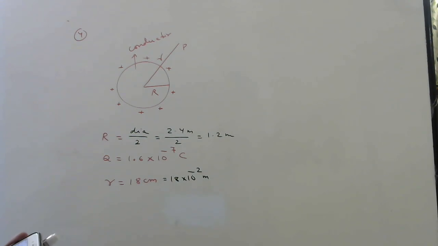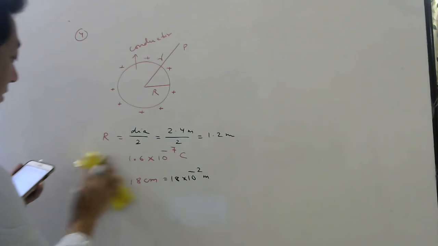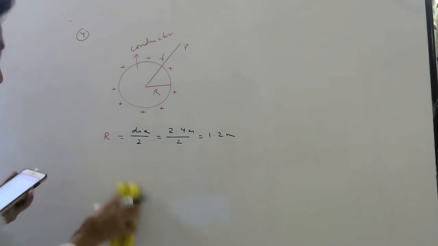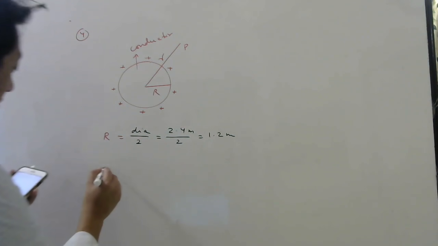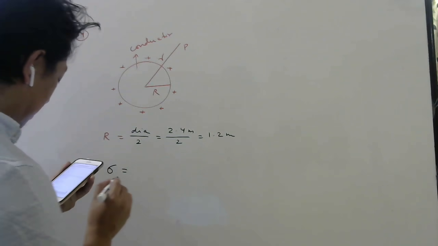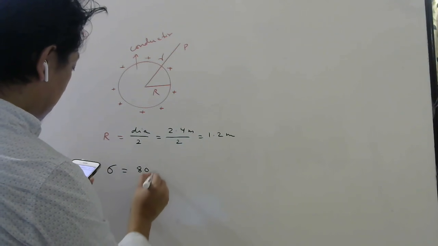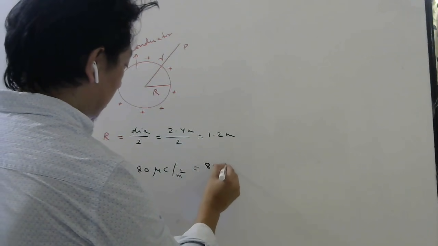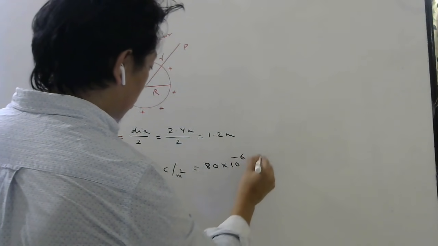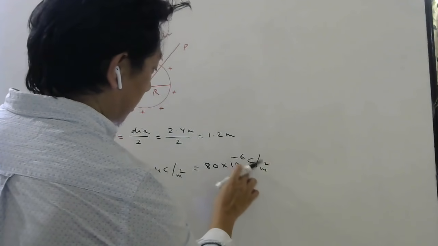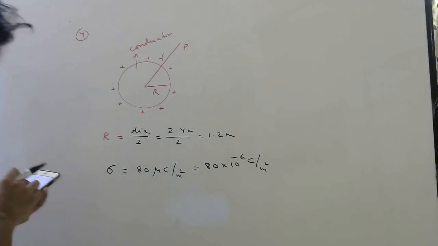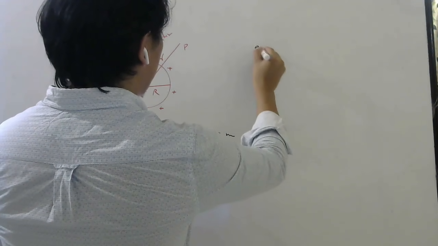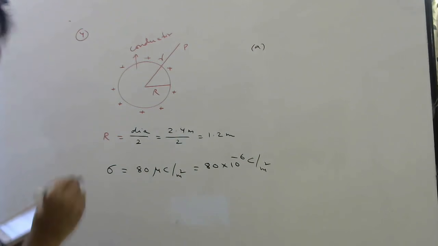Has a surface charge density. Surface charge density means with symbol sigma. What it means? Charge per unit area. So surface charge density is 80 microcoulomb per meter square. That means 80 into 10 power minus 6 coulomb per meter square. Charge per unit area. First part is find the charge on the sphere.